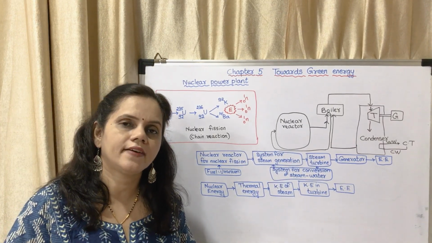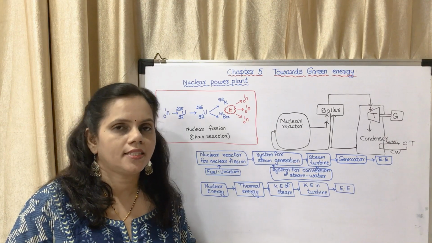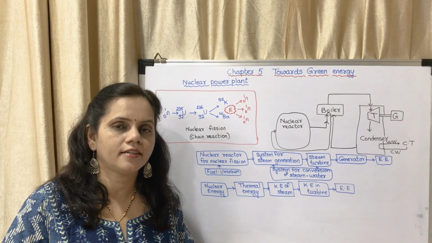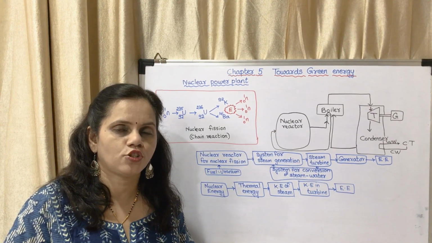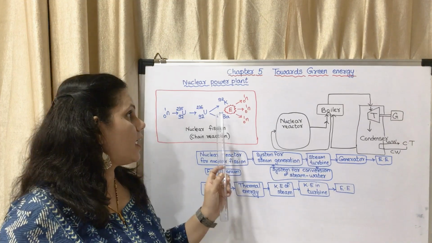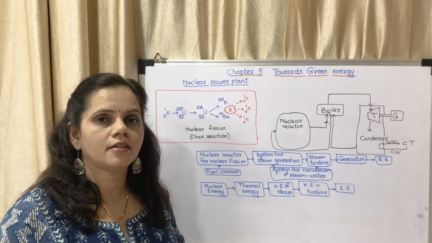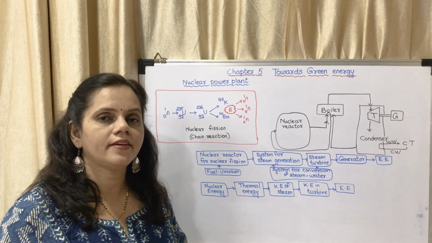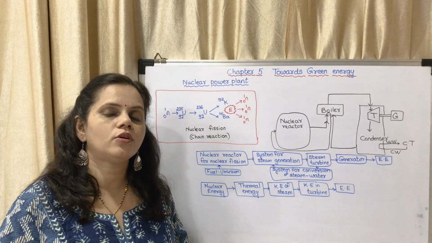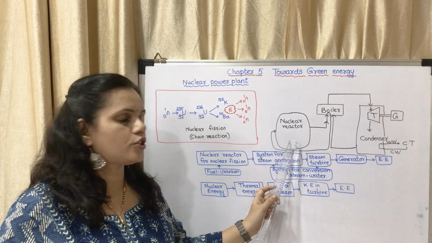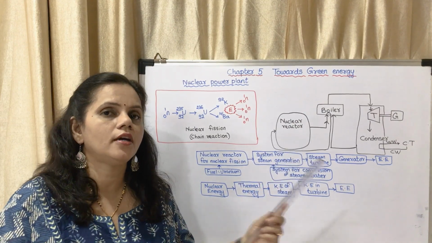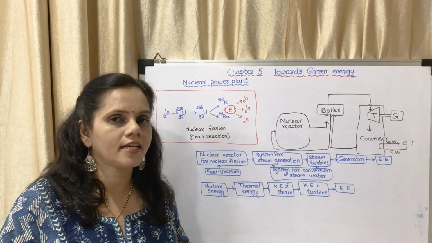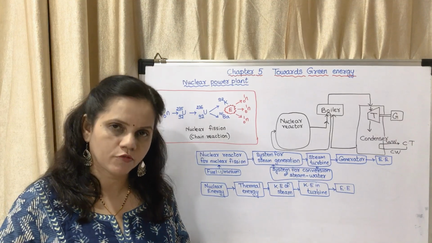There are several devices to control this reaction in a nuclear reactor. Basically it has to be controlled because a large amount of energy is produced and these neutrons have very high speed. If you don't reduce the speed of those neutrons, this nuclear reactor could explode. It could have a leakage which is very harmful.